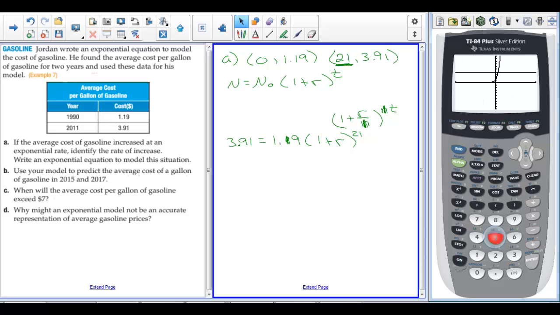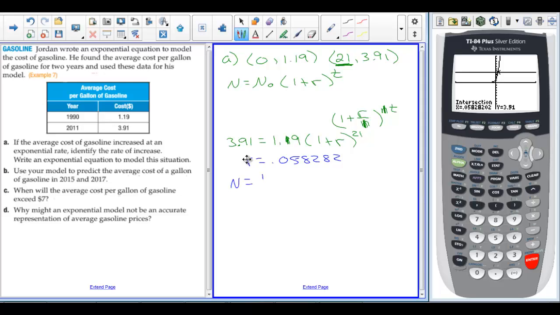We want intersection, number 5. Enter, enter, enter. And we get 0.0582. So r is 0.058282. Well, now we have, so the equation is N equals 1.19 times 1 plus 0.058282 to the t.